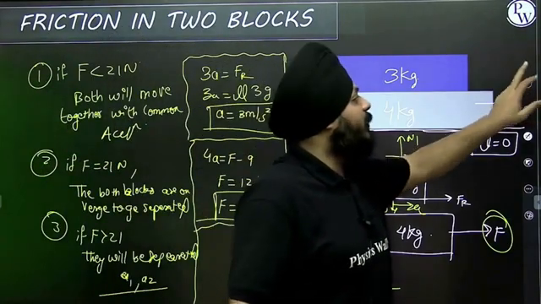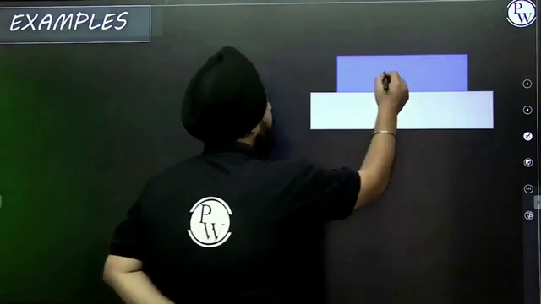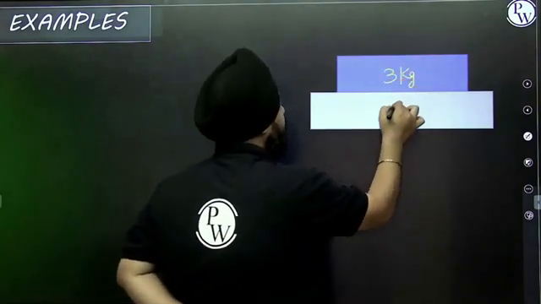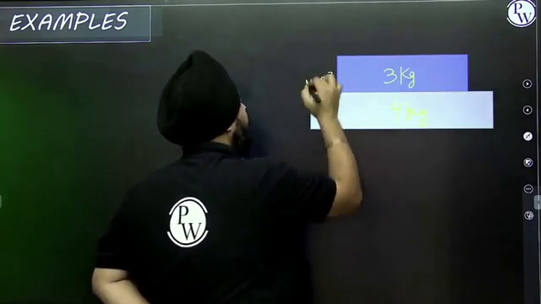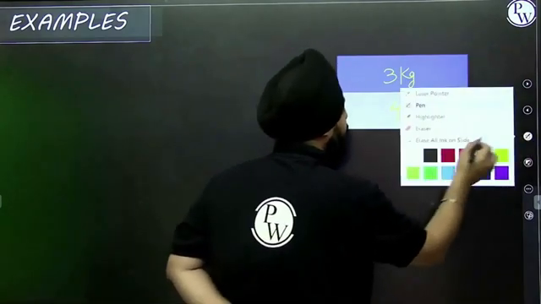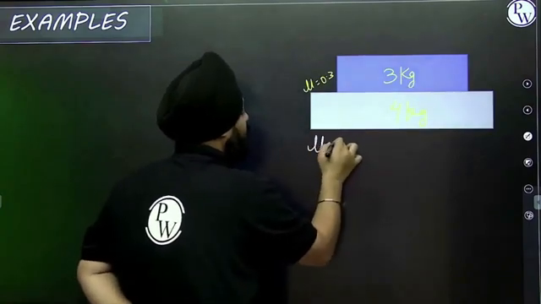Now suppose the same example we are taking: 3 kg, 4 kg, mu is equal to 0.3. Now this time I'm taking the friction at the bottommost part also as 0.2.